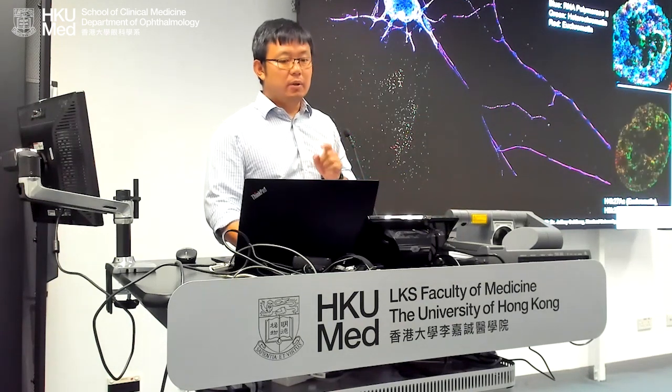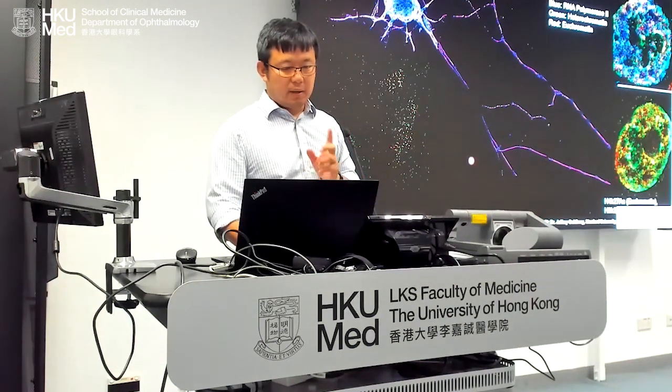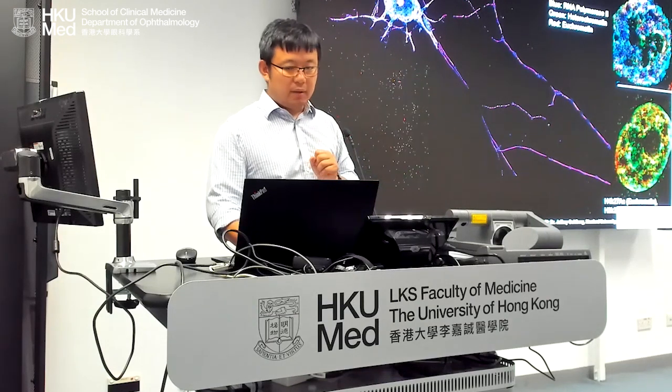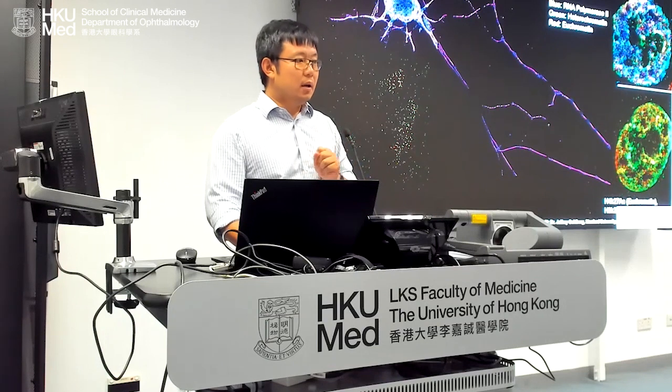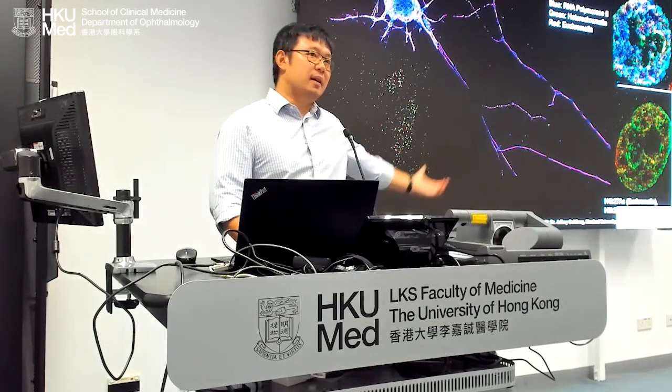What you see here is a primary culture retinal ganglion cell from a mouse provided by a colleague from Stanford. What we're trying to do in this particular case is to visualize the chromatin structures in the soma to predict how likely the cell can survive after implantation.